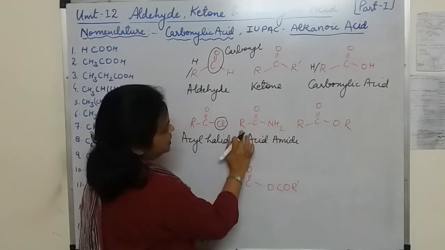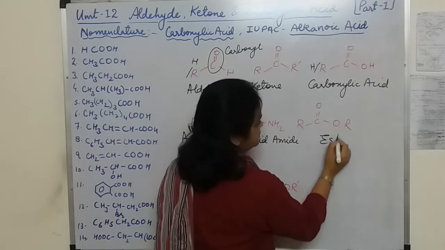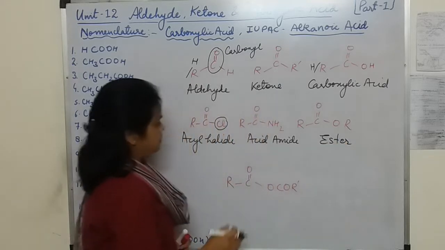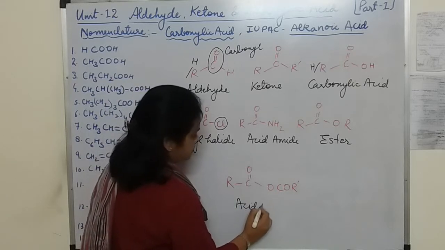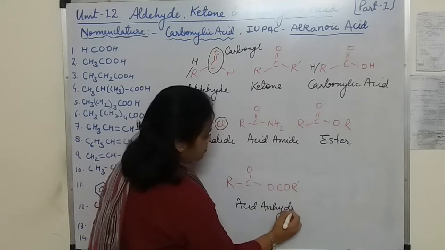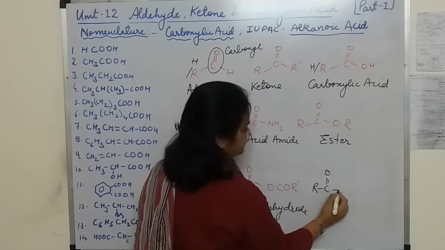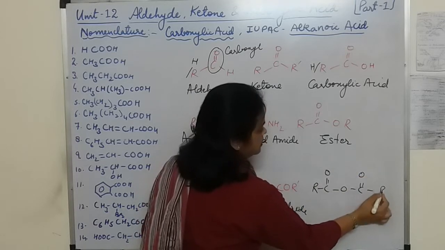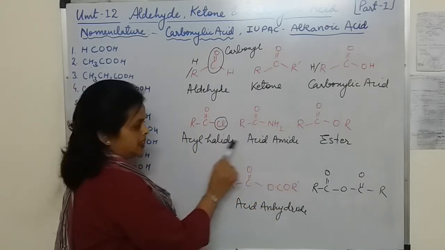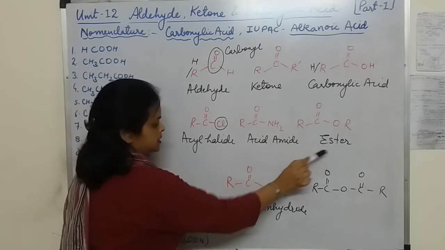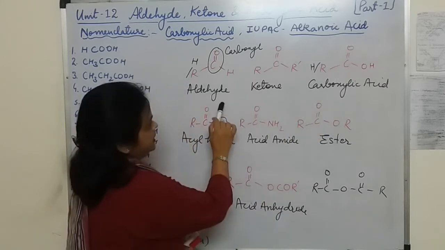When we do not have CO, only RNH2, that is amines. When it is replaced by OR, that is ester. Now, when it is replaced by an OCOR group, that is acid anhydride. We can also write it like this: RCOOCOR. So this is acid anhydride. So we have four derivatives of this carboxylic acid: acyl halide, acid amide, ester and acid anhydride, along with aldehyde and ketone.